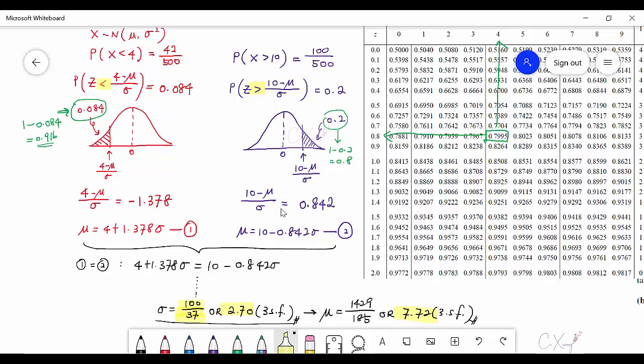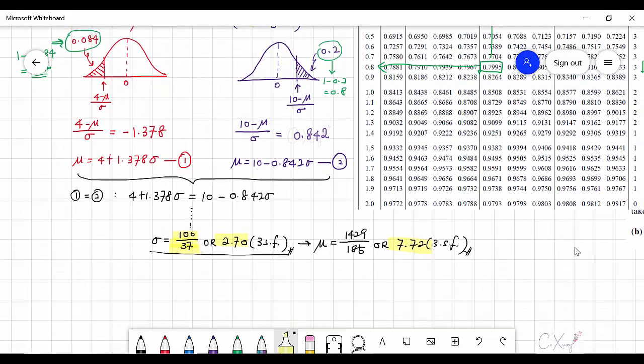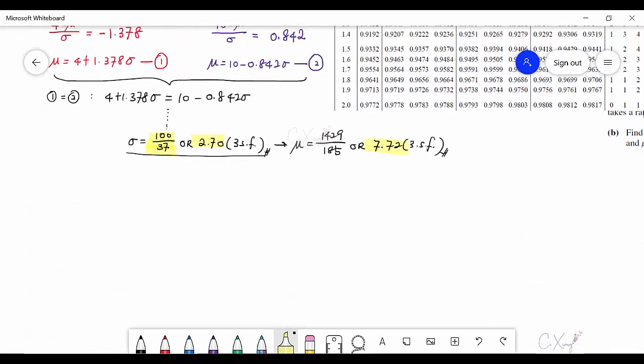Okay, so this is how we actually solve this question. All right, so this is part A. You form the equation by using the information that they give you, and then you try to solve the simultaneous equation. Okay, so let us proceed to question number B.